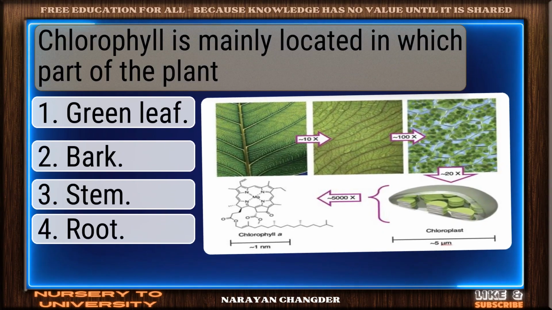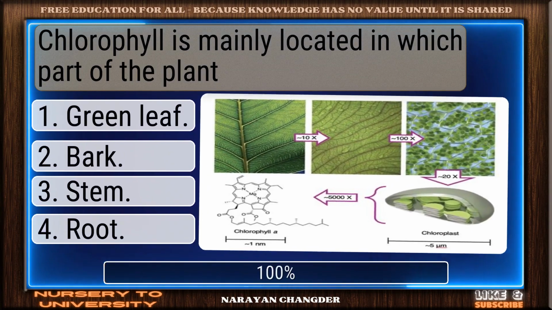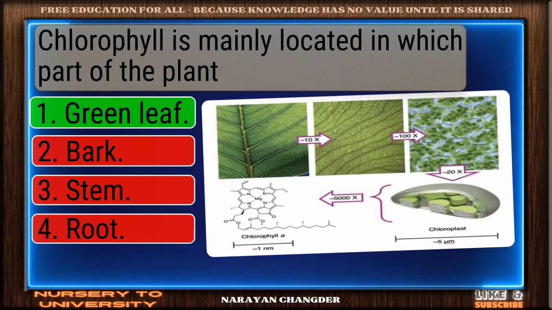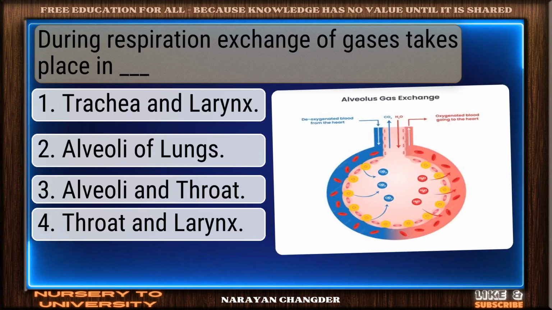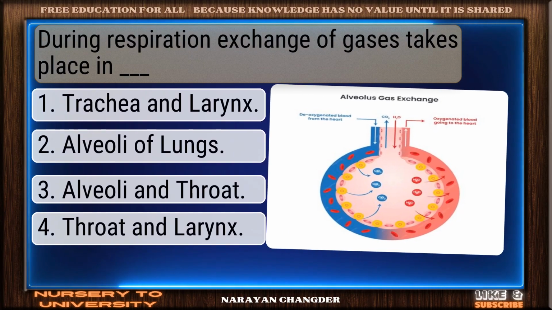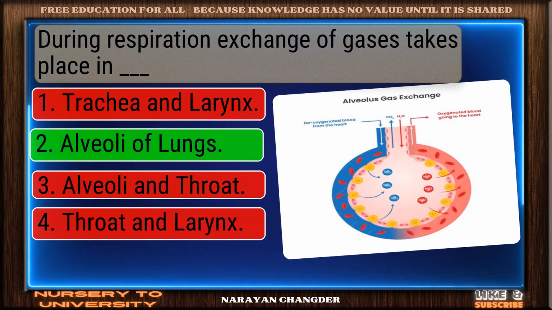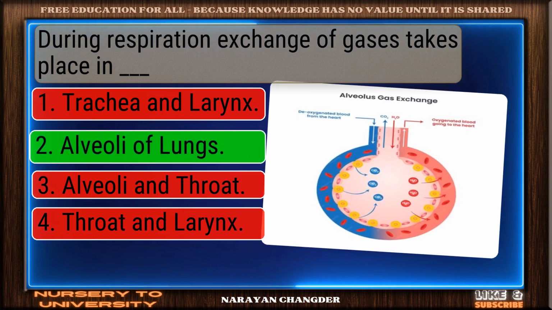Chlorophyll is mainly located in which part of the plant? Correct response. Green leaf is accurate. During respiration, exchange of gases takes place in dash. Excellent. Alveoli of lungs is well reasoned.